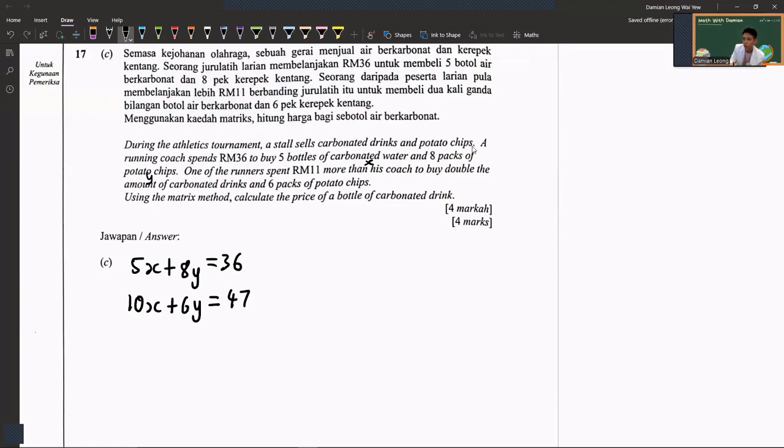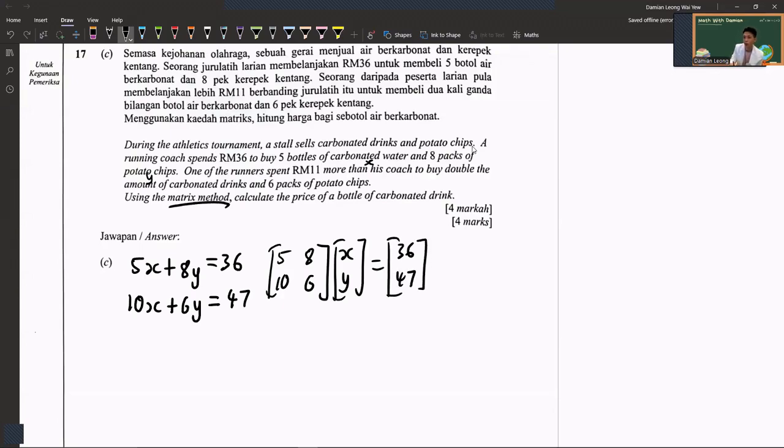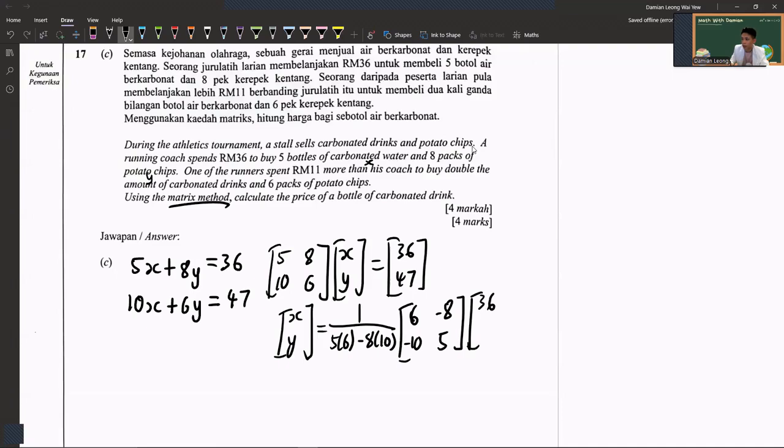Once you have the 2 equations, put it in matrix form. 5, 8, 10, 6 times xy equals 36, 47. Okay, they say using matrix method, you have to use the matrix method. And inverse matrix, carry out this, I times inverse matrix of 5, 8, 10, 6. So 1 over AD minus BC, 5 times 6 minus 8 times 10. Just follow the formula for inverse matrix. Switch A and D, negative to B and C, times 36, 47.